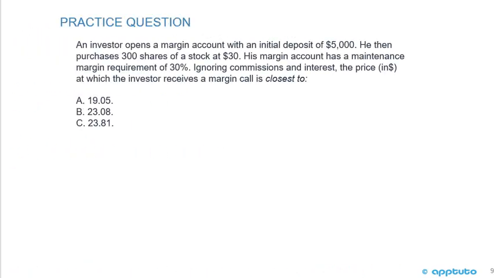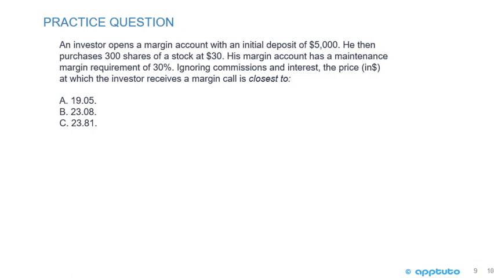An investor opens a margin account with an initial deposit of $5,000. He then purchases 300 shares of stock at $30. His margin account has a maintenance margin requirement of 30%. Ignoring commissions and interest, the price in dollars at which the investor receives a margin call is closest to A, $19.05, B, $23.08, or C, $23.81.